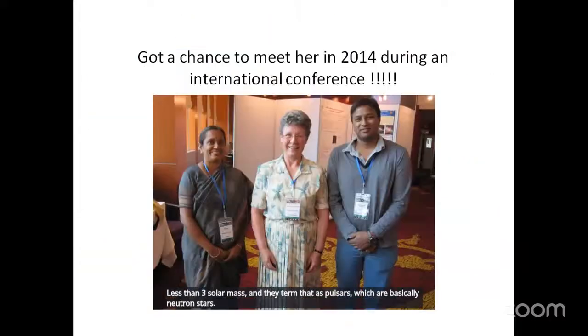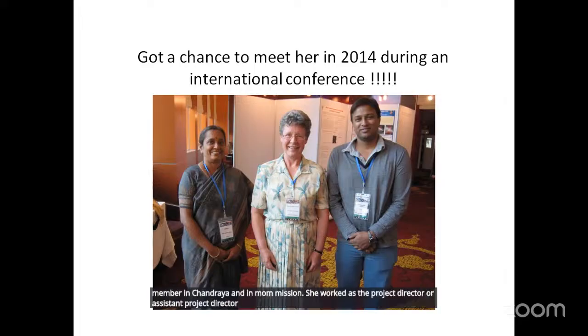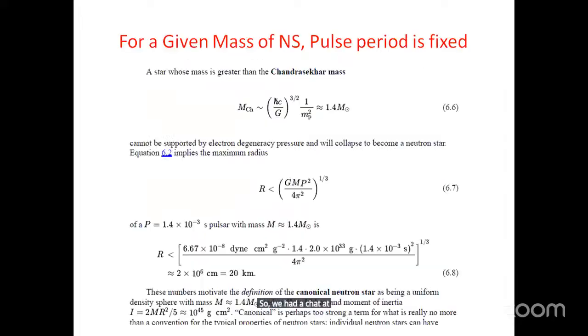I happened to meet her in one of the conferences in 2014. I hope you can see my slide here. So the middle one is Jocelyn Bell, and the left side is Dr. Sita from ISRO. She was a member of the Chandrayaan and Mars Orbiter Mission, and she worked as the project director or assistant project director. So we had a chat at that time.